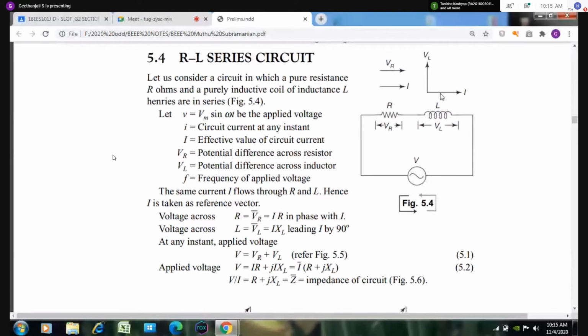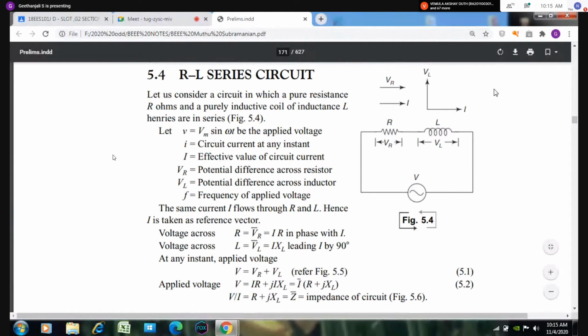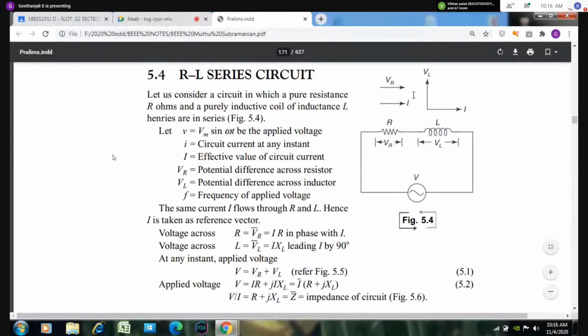Here we are taking I as the reference, so we are representing the VL over here. The phasor difference between I and VL is 90 degrees. Are you getting? This is the separate phasor difference. It is not the resultant of RL. Do you have any doubt in this figure? Any doubt, you can ask now. This is the individual phasor representation.